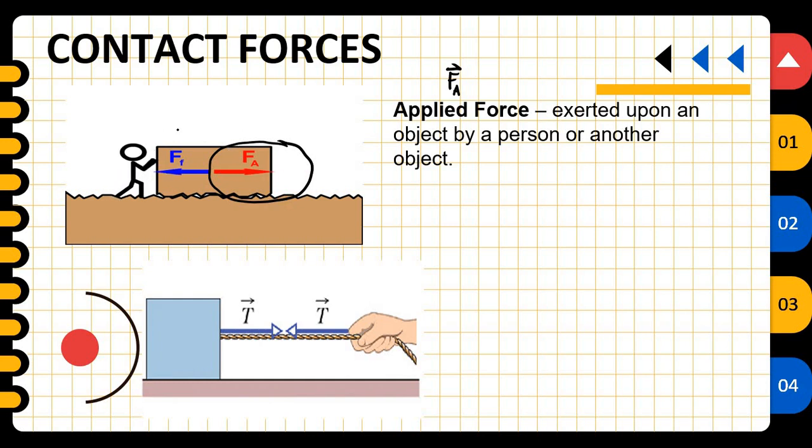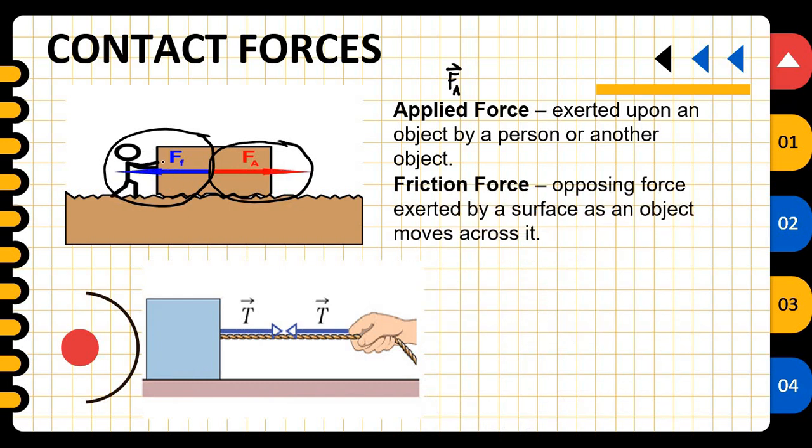Now, this blue vector line is opposite of the direction of the motion of the object. So if the motion of the object is towards the right because the stickman pushes the box to the right, this force is opposing that motion. And this blue vector line is what we call now the friction force. And the symbol for friction force is small letter f. So according to our definition, it is an opposing force exerted by a surface as an object moves across it. So friction forces are already present when there is contact between two different surfaces.